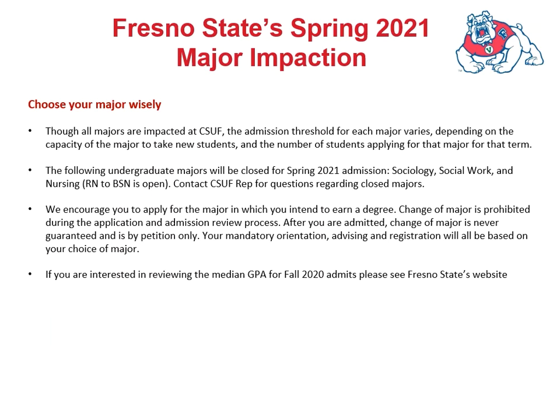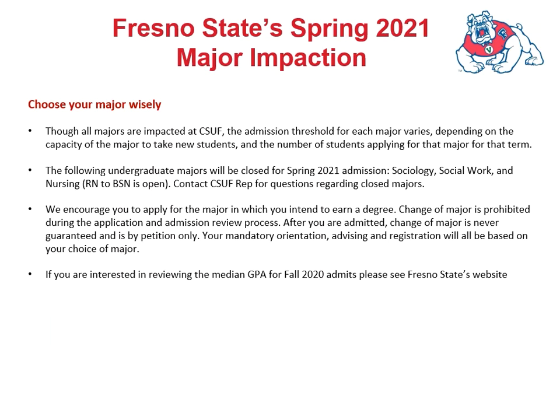That's sociology, social work, as well as nursing. So please feel free to contact the Fresno State rep for questions regarding those closed majors. And again, keep in mind that you can apply to those majors in fall 2021. We do encourage you to apply for whichever major it is that you intend to earn a degree. A change of major is prohibited during the application and admission review process, but after you are admitted, a change of major is never guaranteed, but it is by petition only.